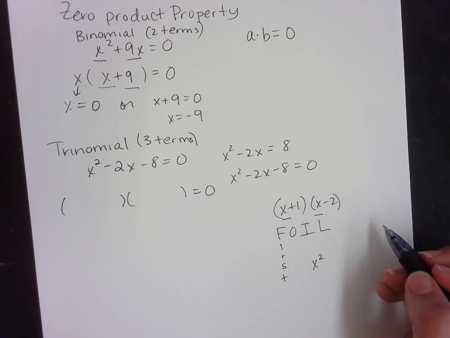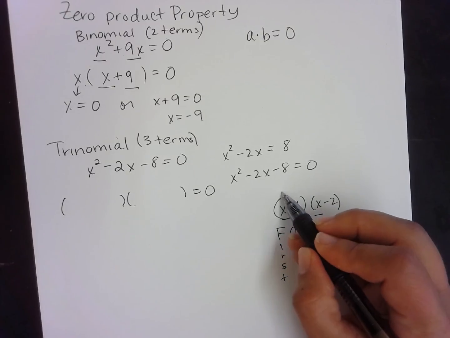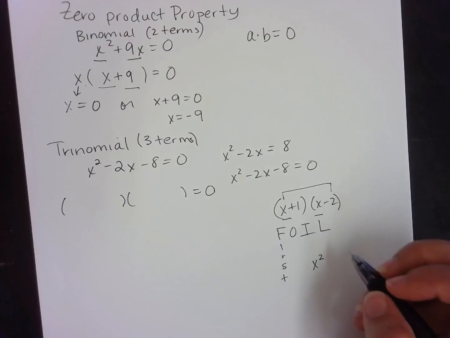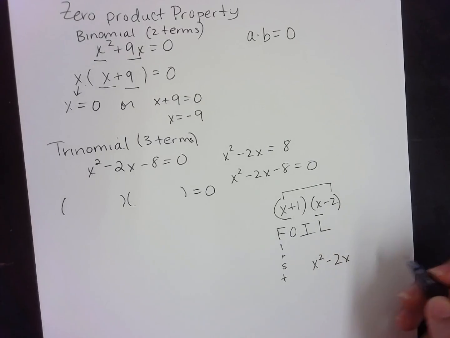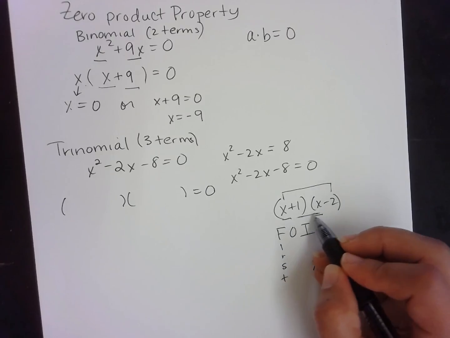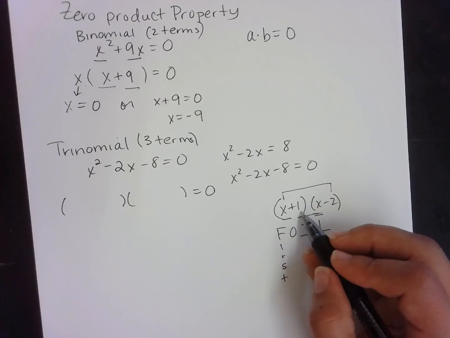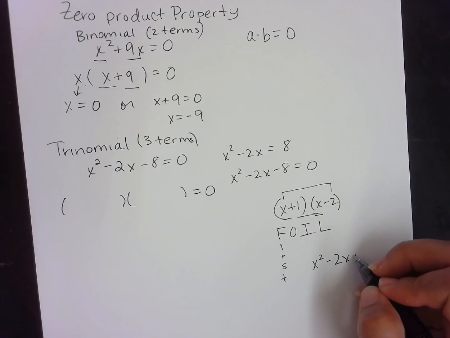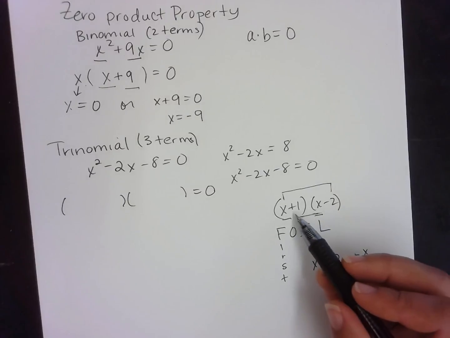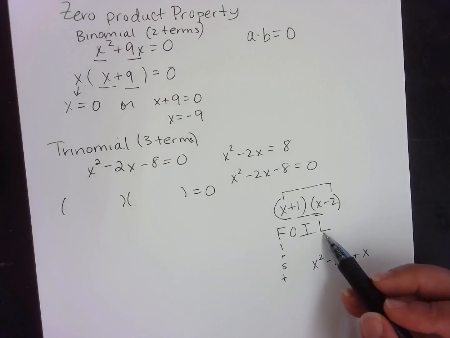O stands for outer terms, so that means I'm going to multiply the 2 outside terms together. So that's negative 2 times x, so I get minus 2x. Then my I stands for the 2 inside, so I'm going to multiply these 2 together. So I have positive 1 times x, which is x, 1x. I just don't write the 1 because it's implied. And then I have positive 1 times negative 2, which are the last. The L stands for last.